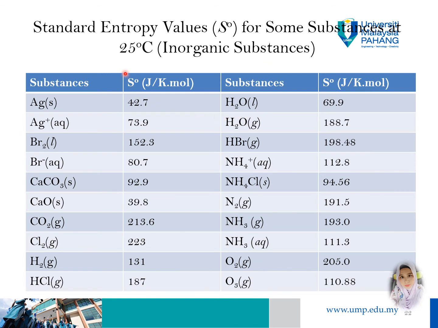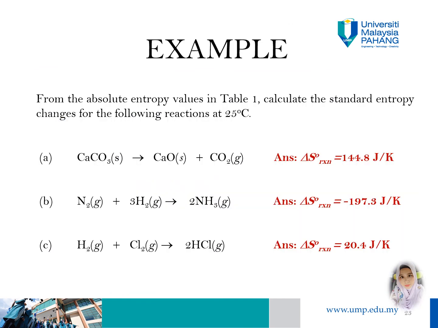The table shows the standard entropies for some inorganic substances at 25 degrees Celsius. You can see here that the entropy values for solids are lower compared to liquids and gases. As we know, standard entropy measures the randomness of the molecules or atoms. In the solid state, the atoms or molecules are more arranged compared to the gas state, where there are more microstates viable. Okay, consider these equations.